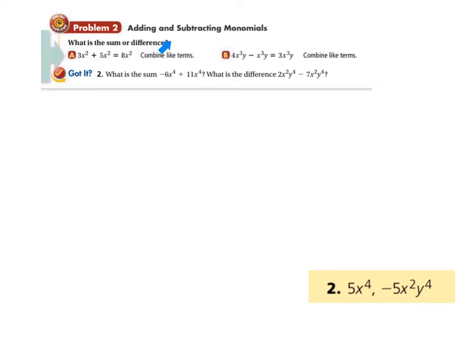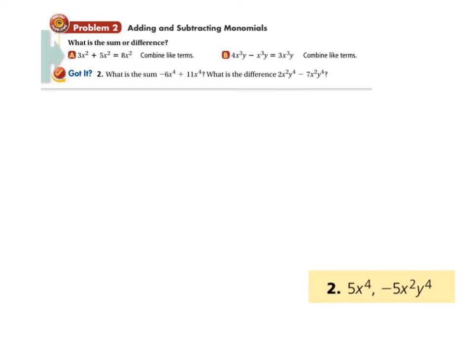Adding and subtracting monomials involves nothing more than just combining like terms. So if I take a look here, I have 3x squared plus 5x squared, that's 8x squared. Here I have 4x cubed y minus 1x cubed y. Notice, same degree and same variable, the same power. That's what I'm trying to spit out here. So 4 minus 1 is 3x cubed y.